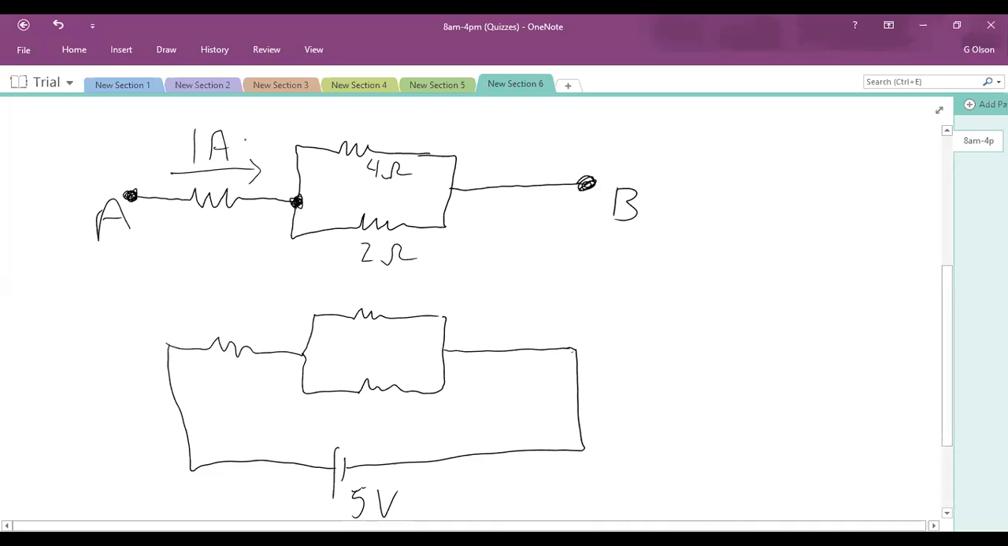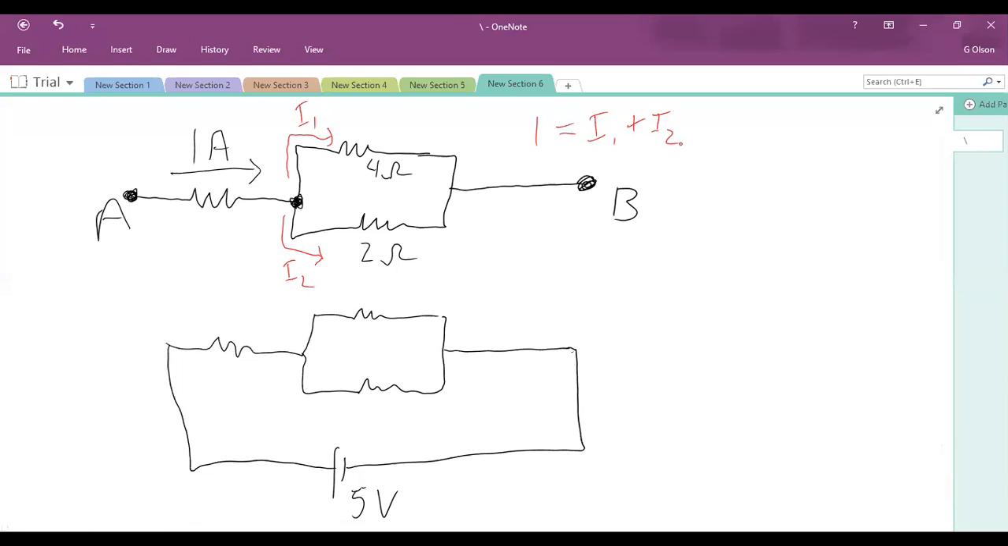Now you remember that total current is going to split when it gets to a junction. I'll call these I1 and I2. So the current going into the junction, 1, has to equal the current leaving the junction, I1 plus I2. Hopefully you're familiar with that. Now, how does that come into play here?